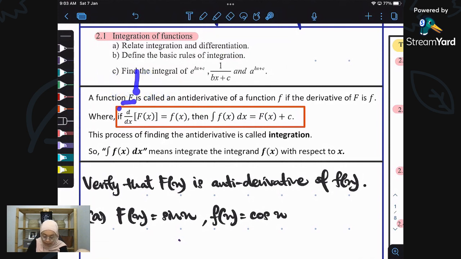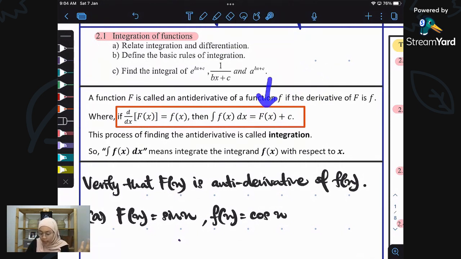A function big letter F is called an antiderivative of a function small letter f if the derivative of the big letter F is small letter f. Okay, it seems a bit confusing, but it's okay. This orange box will tell you the definitions. It means that if you differentiate the big letter F, you will get small letter f. But when you integrate the small letter f, you got to put down the symbol of this. When you integrate the small letter f, then you will get big letter F back, where this big letter F is at the beginning, where you differentiate it first.